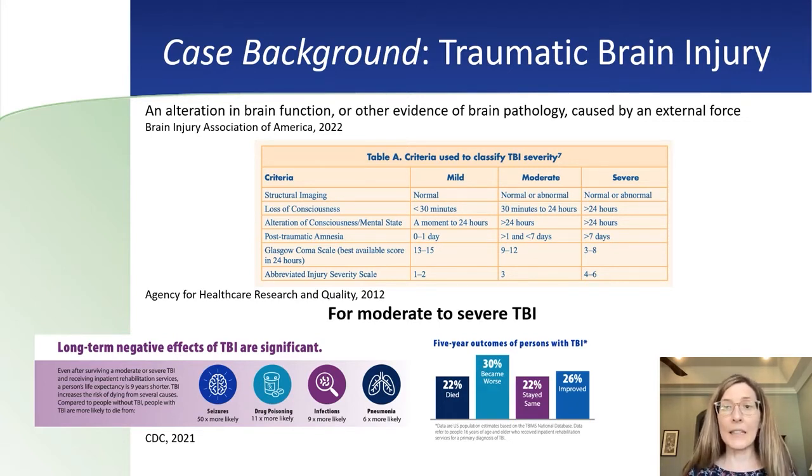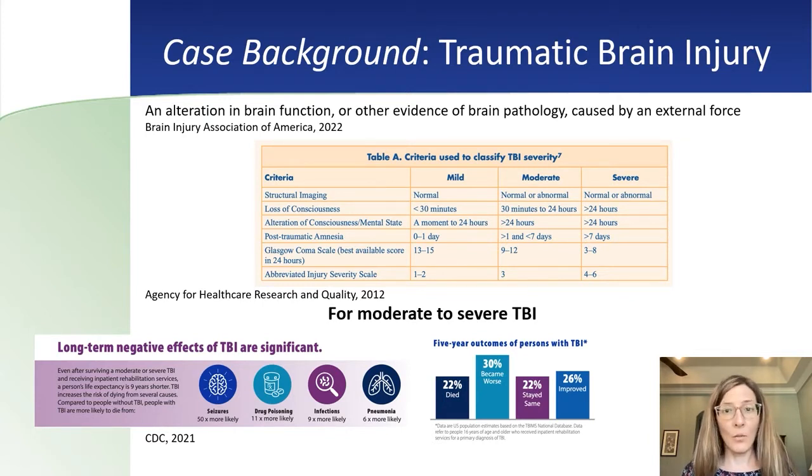The CDC lists statistics regarding 5-year outcomes for adults who received inpatient rehabilitation after a moderate to severe TBI. 22% of those died, 30% became worse, 22% stayed the same, and 26% improved in health status. But we know that this does not predict the story of Steve's recovery. Steve and his family experienced something quite different. Melissa describes his family's experience by saying, "It was a roller coaster and one hurdle after another."